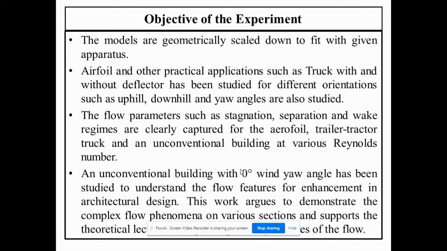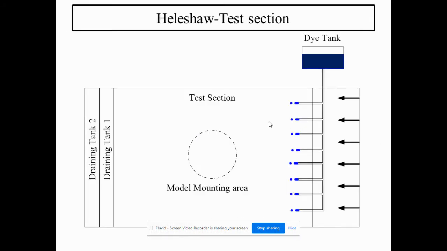Now we will discuss the objectives of this experiment. The models are geometrically scaled down to fit the given apparatus, which means that if we have a bigger model like a truck or a building and want to visualize it, we cannot keep it as is; we have to scale it down proportionally in all three dimensions, and with much care we can scale it down, and it should fit within the observation region.